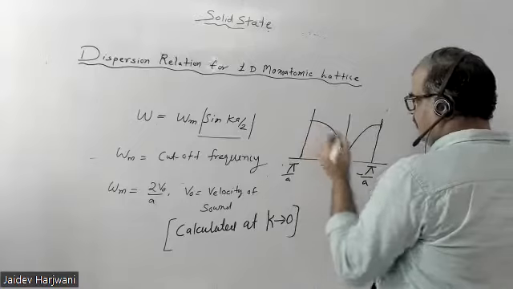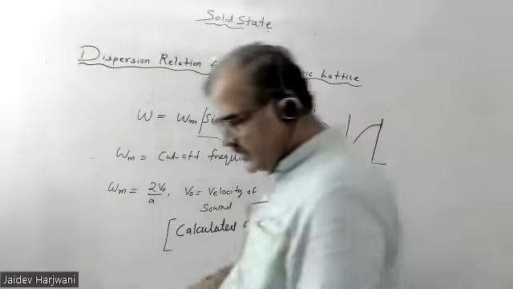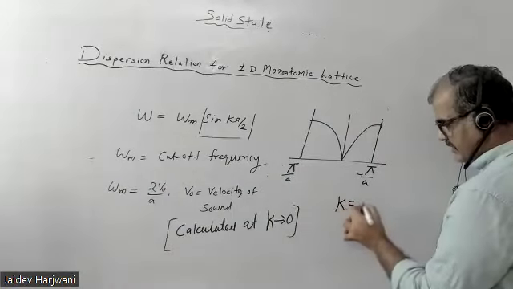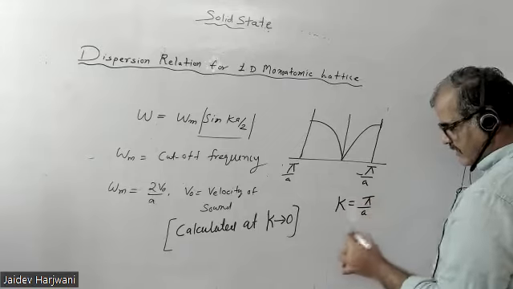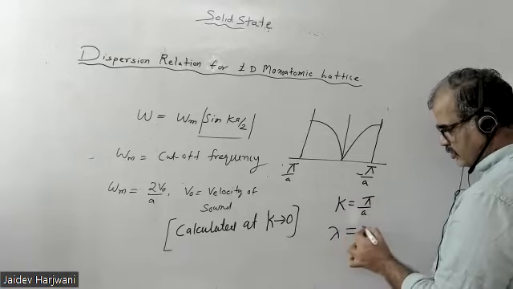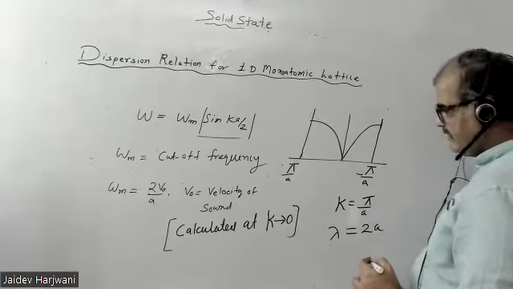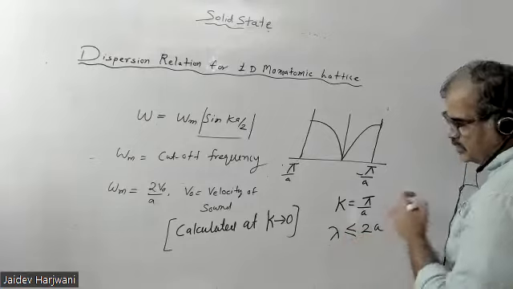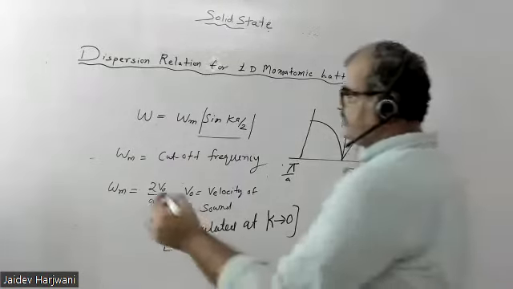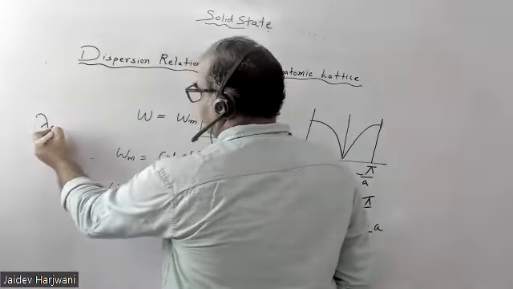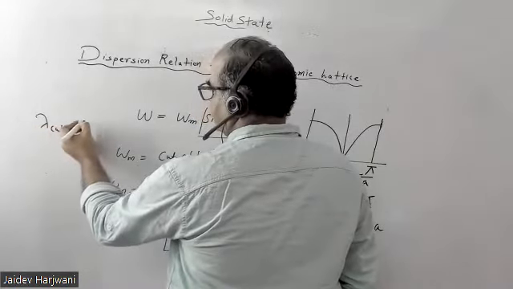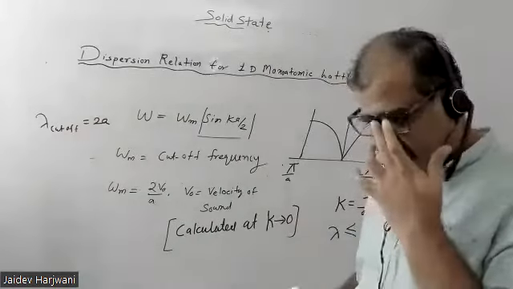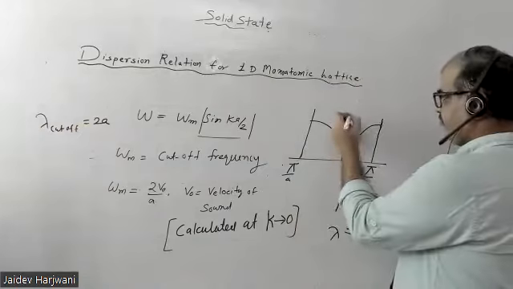So I told you at the boundaries, when k is equal to plus or minus pi by a, lambda equals 2a, and that is the cutoff wavelength, which cannot be less than 2a. So lambda cutoff is equal to 2a, you can remember that. Now I want to discuss the frequency.